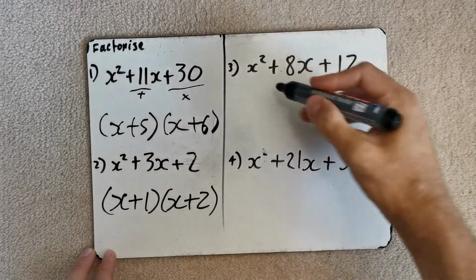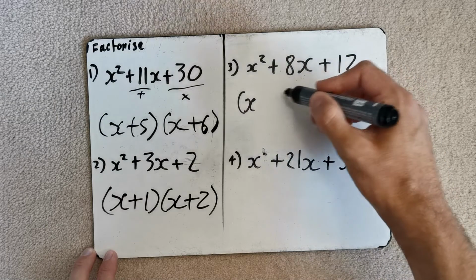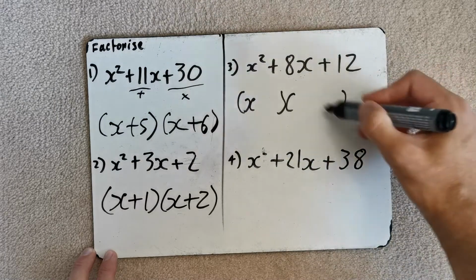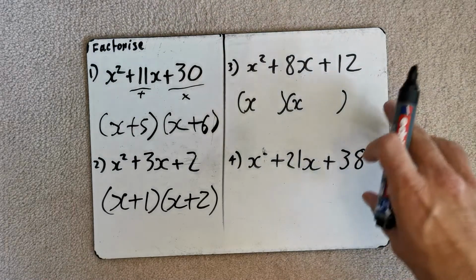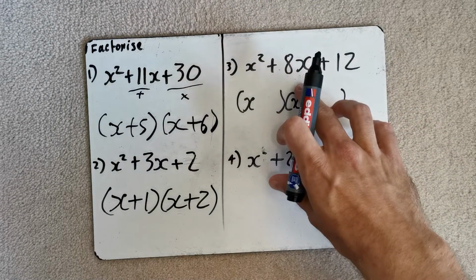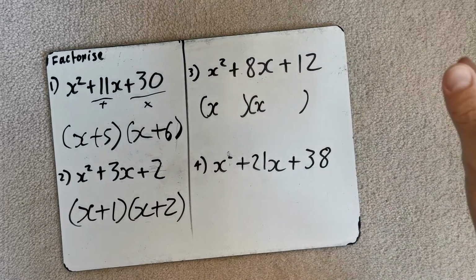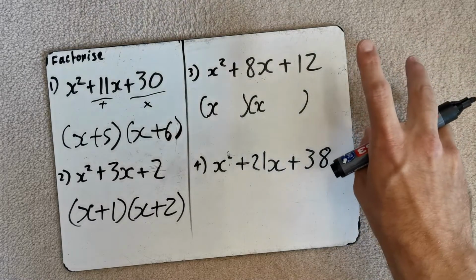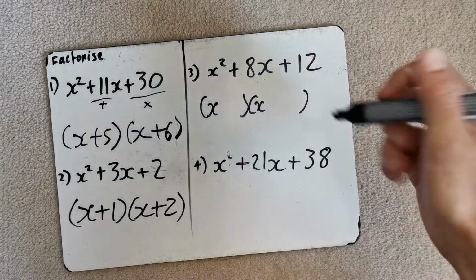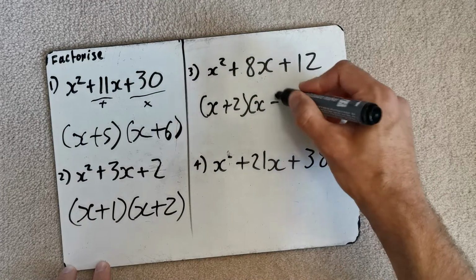Okay, right, next up, same again. What multiplies together to make 12, but adds together to make 8? Okay, so for 12, you'll have 1 times 12, add them together, you make 13. 2 times 6, you'll get 8. That works. 2 and 6.